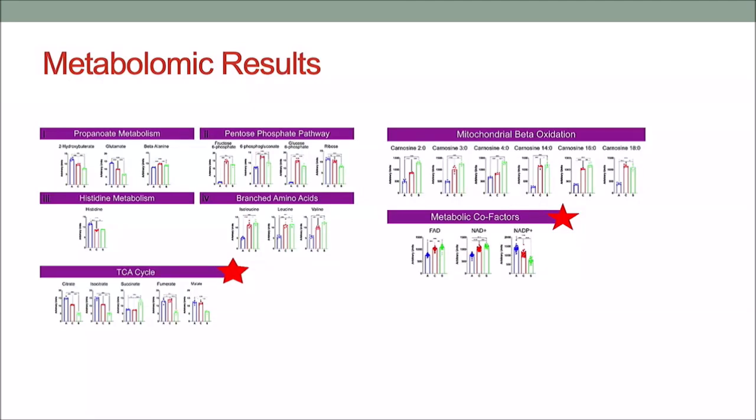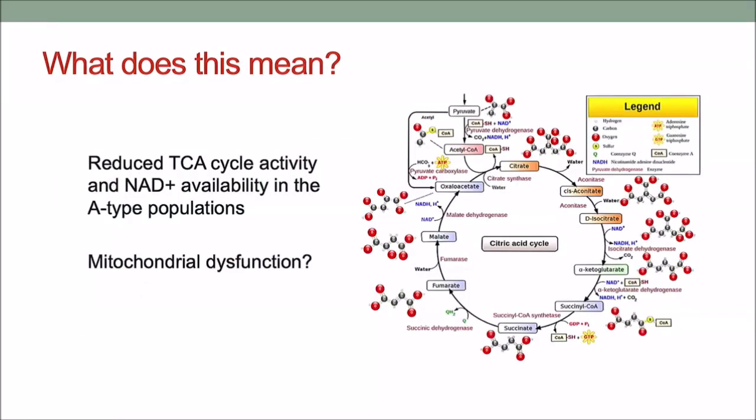When we look at things like citrate, isocitrate, et cetera, we see higher abundances in the A types than in the others, right? And when we look at the metabolic cofactors, say NAD+, there are lower abundances of NAD+ in the A types than in the C types. If we think through what the actual biochemical pathways using these compounds are, we get to the TCA cycle, right? This is when you're using citrate to produce energy.